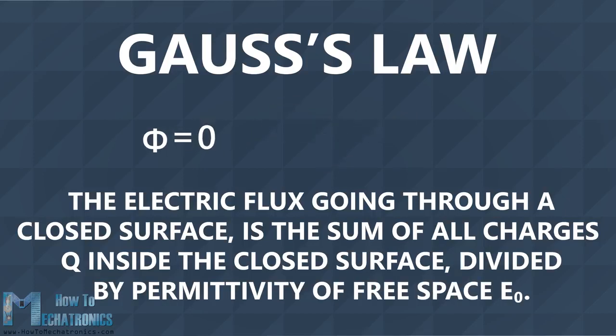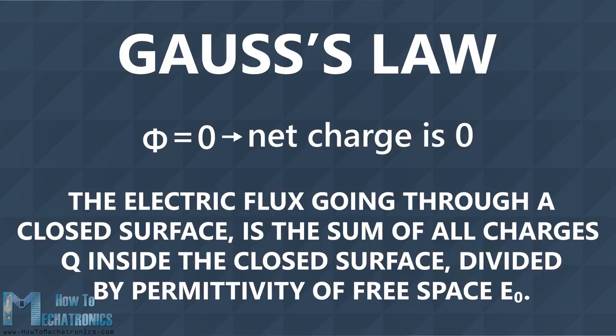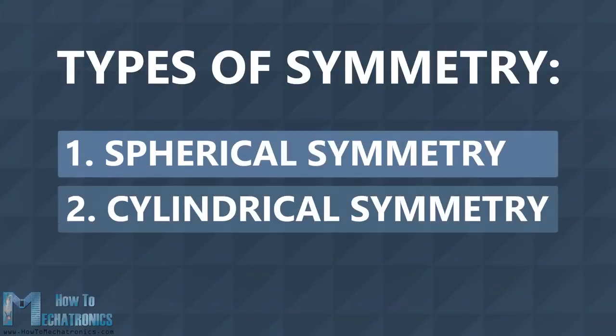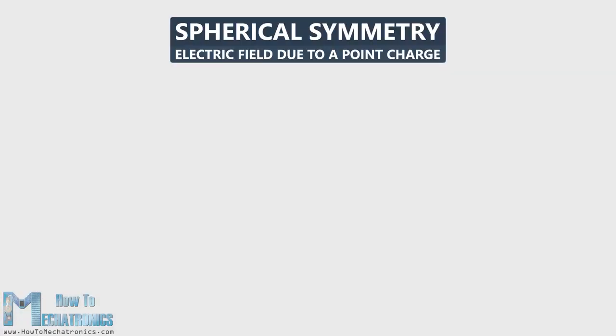If the flux is zero, that means there is no net charge inside the shape. There could be positive and negative charges inside the shape, but the net is zero. No matter how weird the shape, Gauss' law always holds, as long as there is a perfect symmetry in the charge distribution inside the surface. So, in order to calculate the electric field, you need a symmetry, and there are three types of symmetry: spherical, cylindrical, and planar symmetry. We will start with the spherical symmetry.